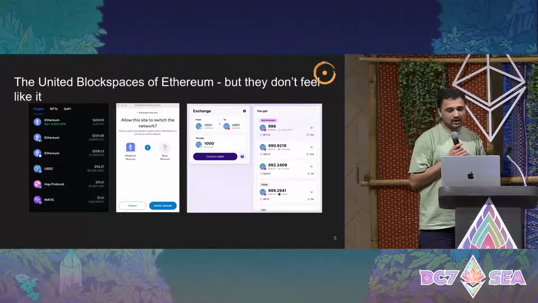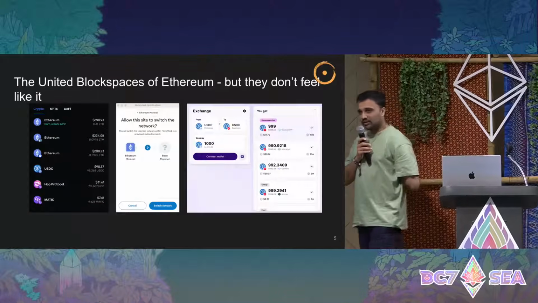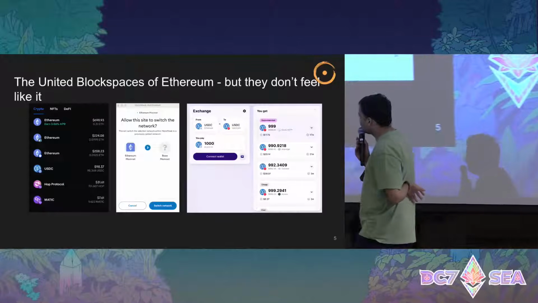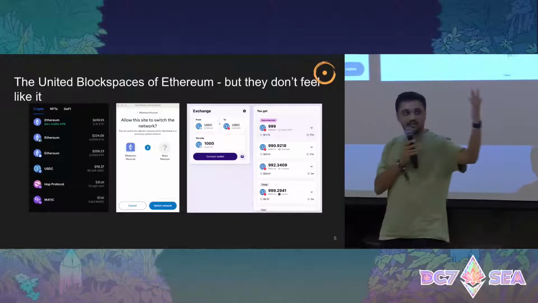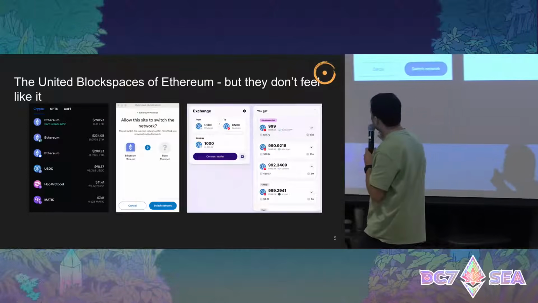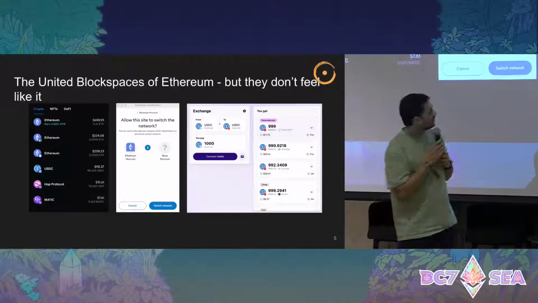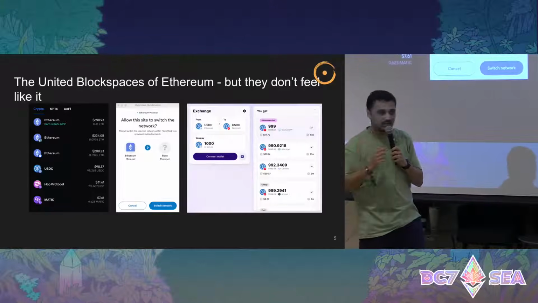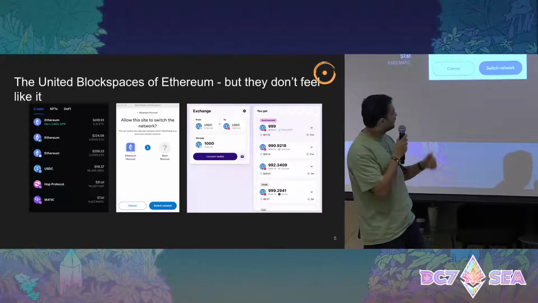If you just look at the UX that you are giving to the user right now, you have three different types of Ethereum. If you open your Coinbase wallet, you have three different types of Ethereum. It just causes a lot of friction to the user. Whenever you try to change your network, it just pops up and says, hey, do you want to switch your network? And then the user has to go and click another button.